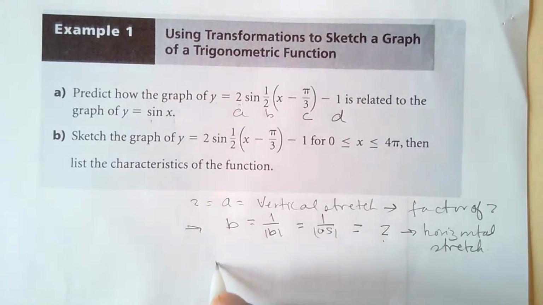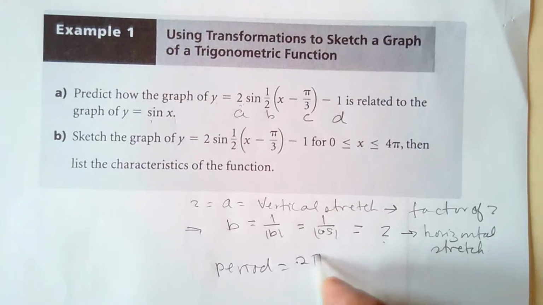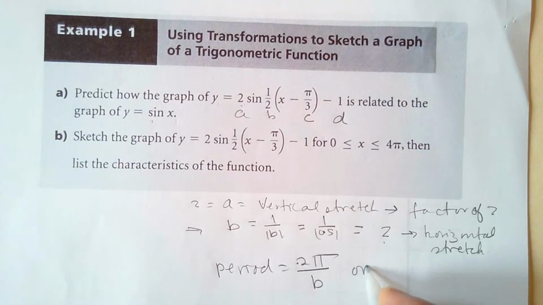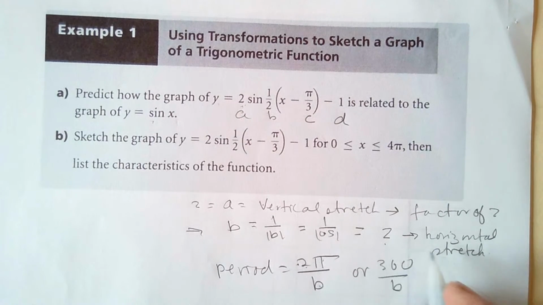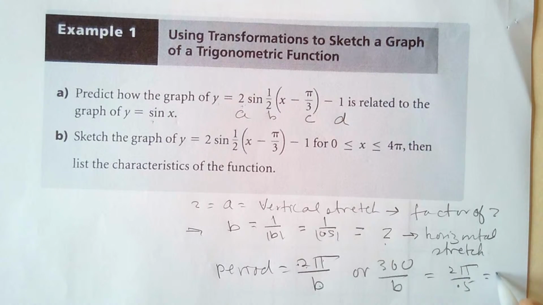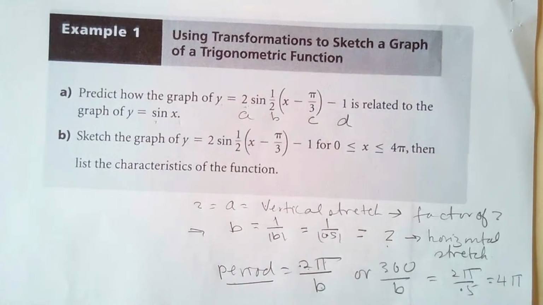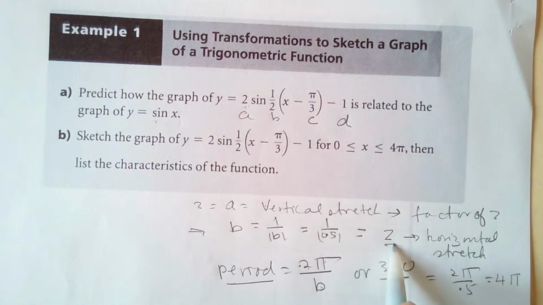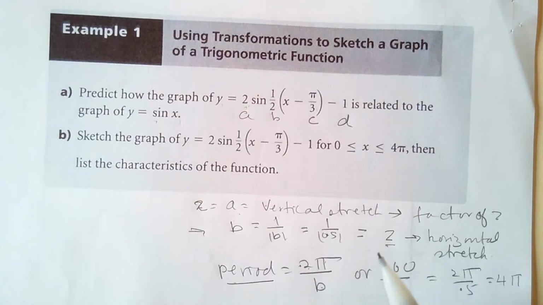So remember, the period is 2 pi over B, or 360 over B. So 2 pi over 0.5 is equal to 4 pi. So the period now is 4 pi. So we have this horizontal stretch by a factor of 2, and the vertical stretch by a factor of 2.